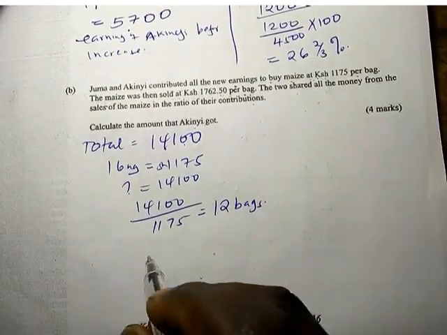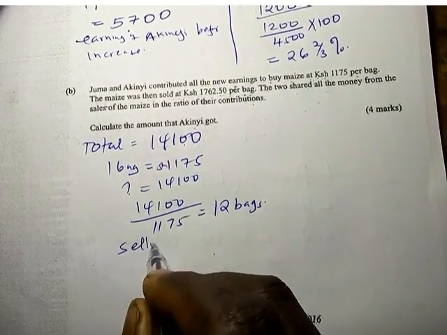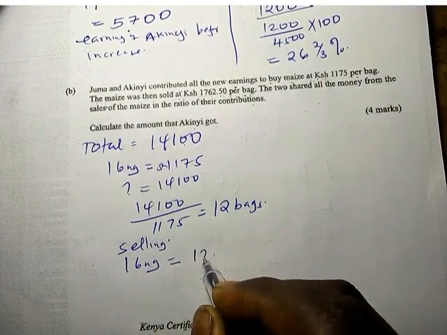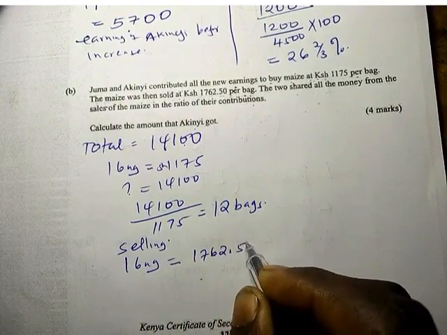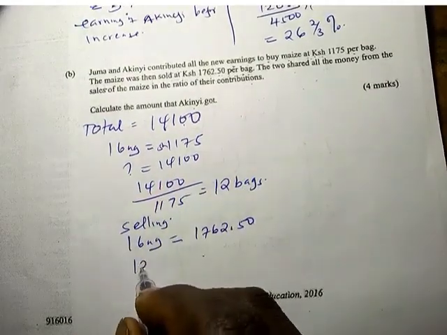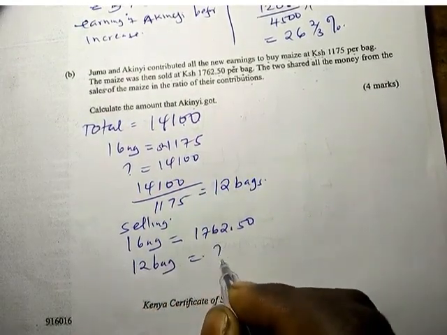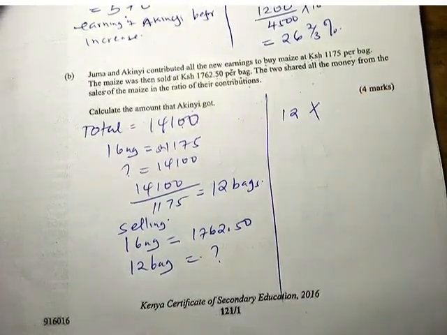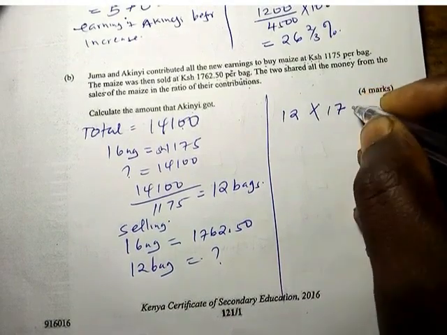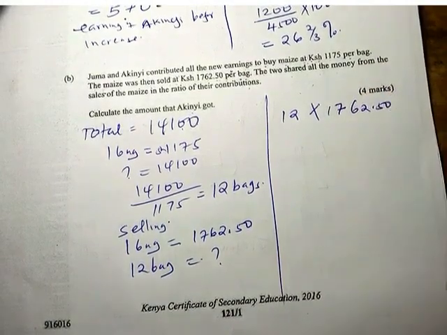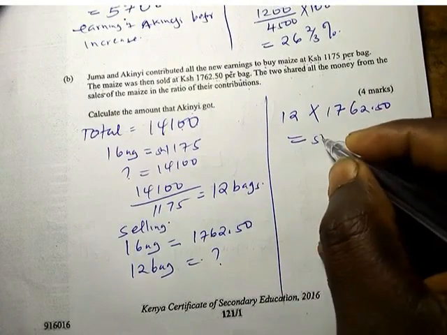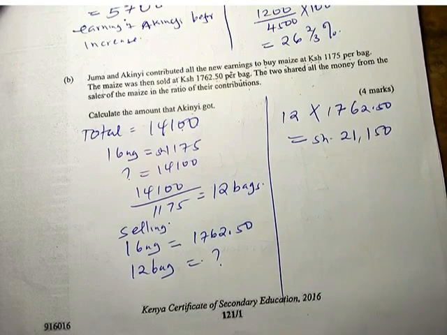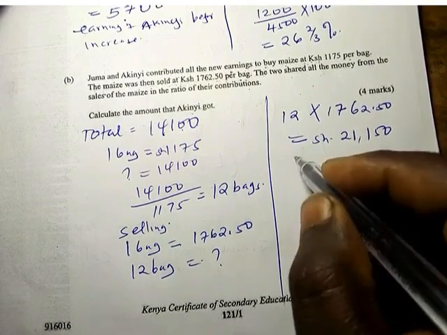Then they sold each bag at a selling price. One bag they sold at 1,762.50. So we will ask, 12 bags, what was the sale? So it is 12 times 1,762.50. And this one will give us shillings 21,150.